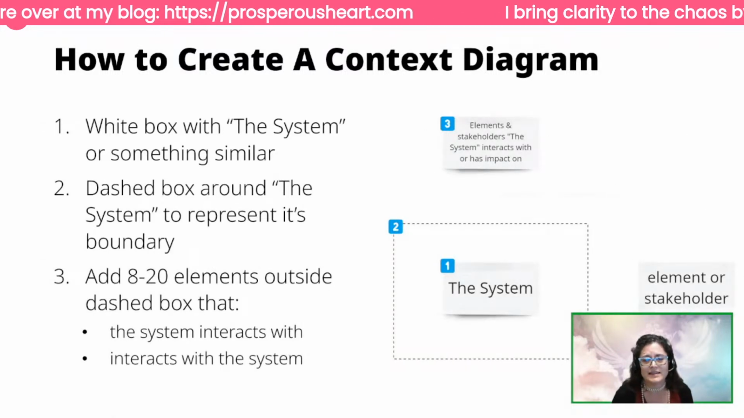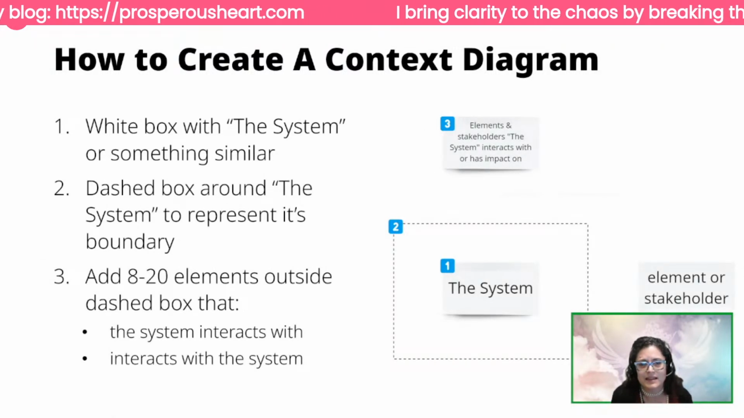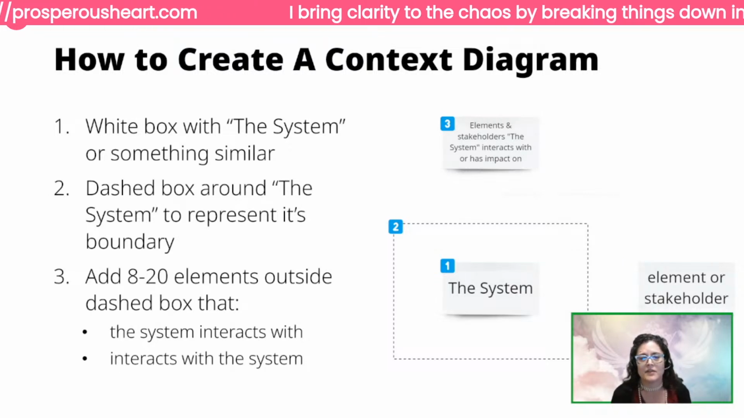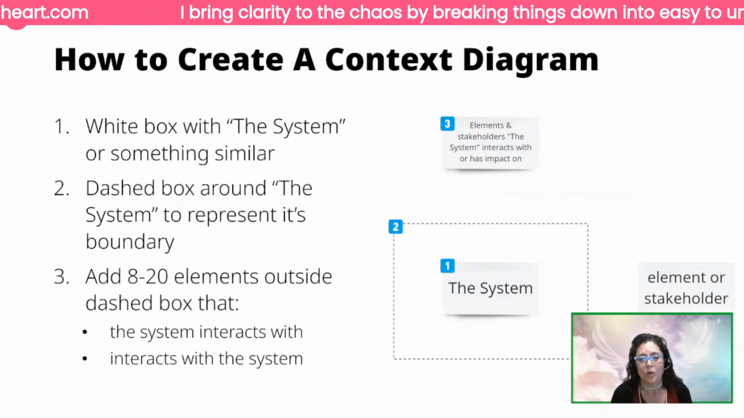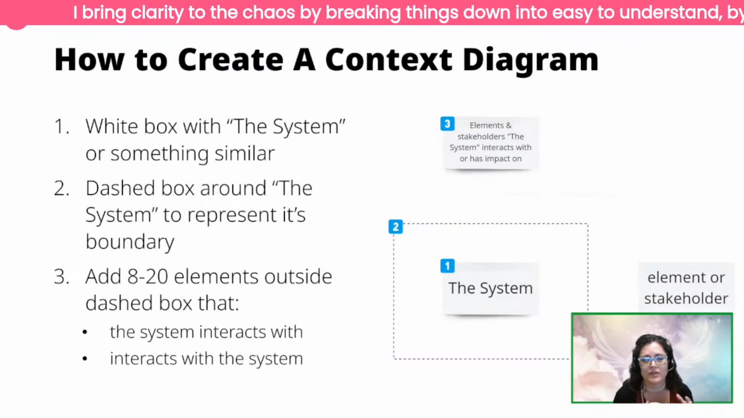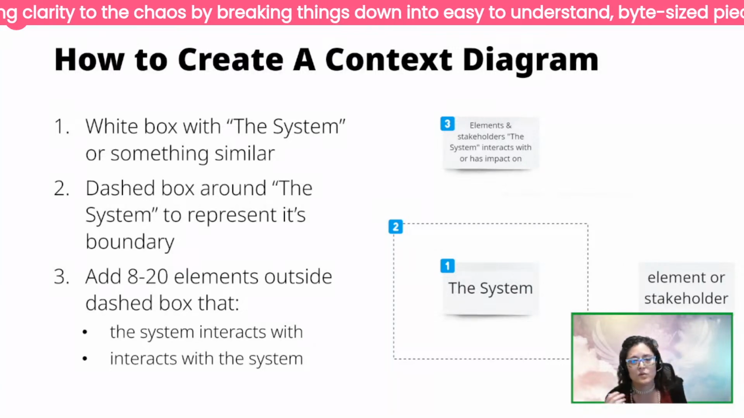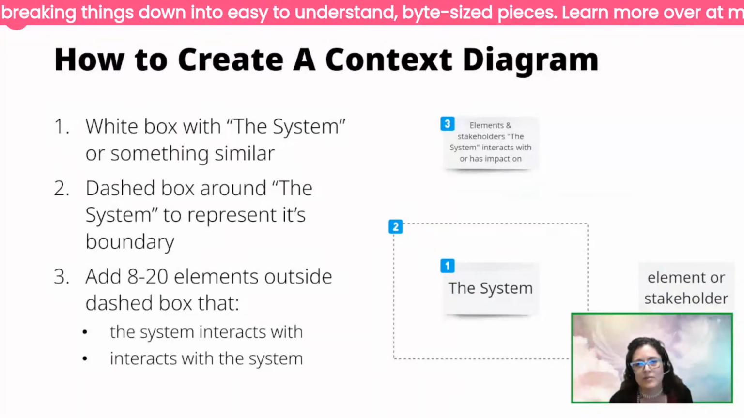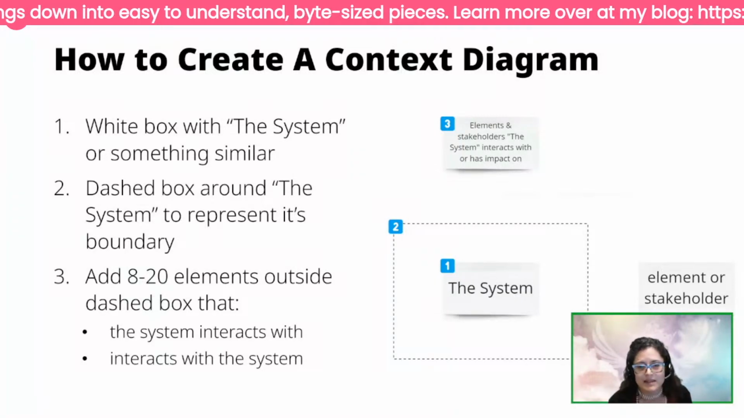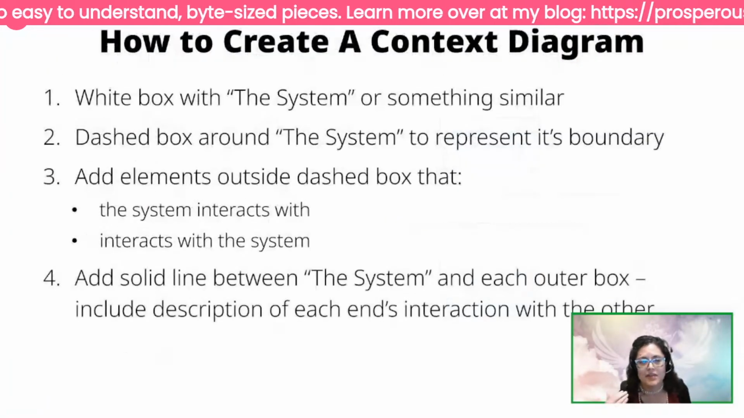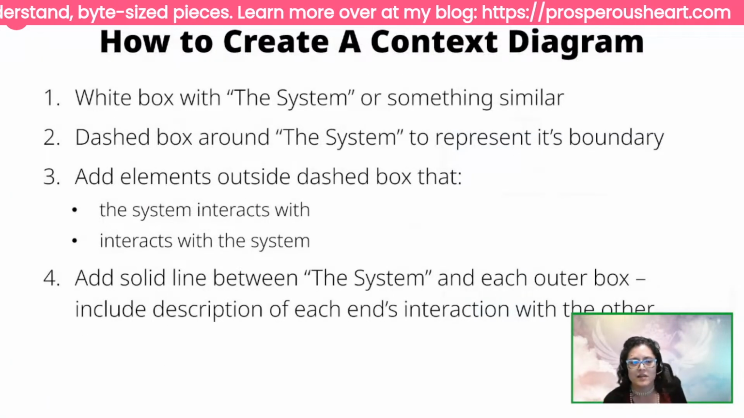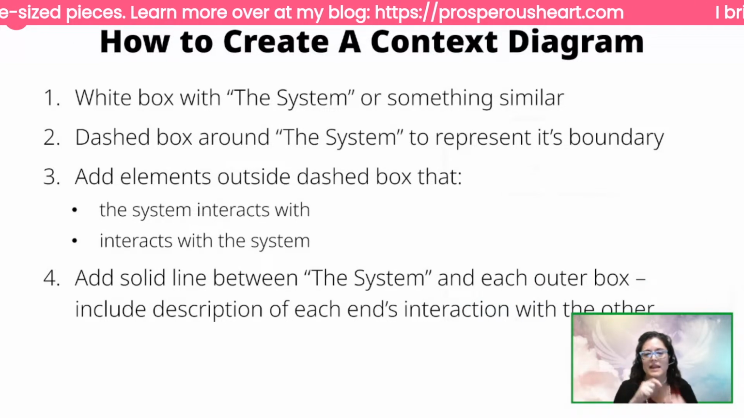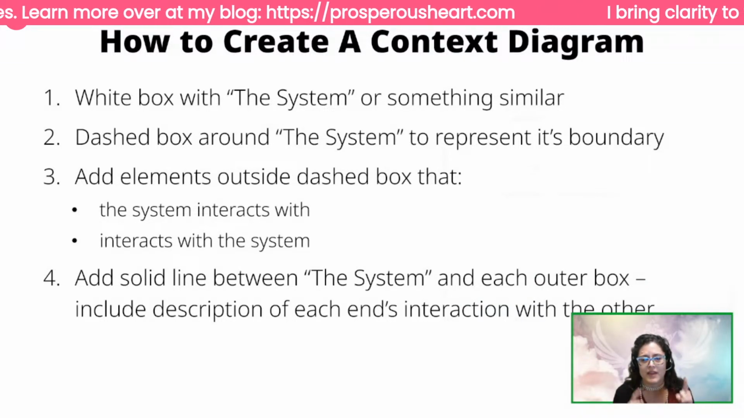The third thing is to add 8 to 20 elements outside of your dash box that are either something the system interacts with or something that interacts with the system. And so these could be your stakeholders. This could be an API that you need to know about. Maybe it's a database. And then once you've done that, you're then going to add a solid line between the system and any of the elements that were around the outside of that box.